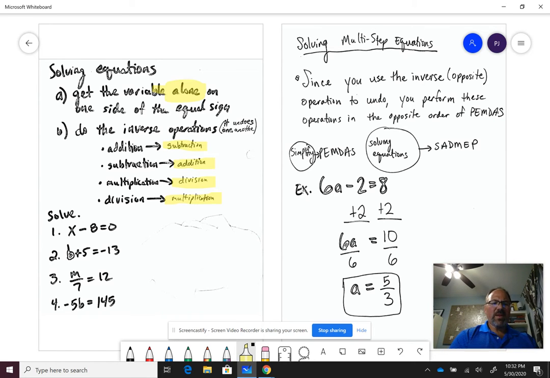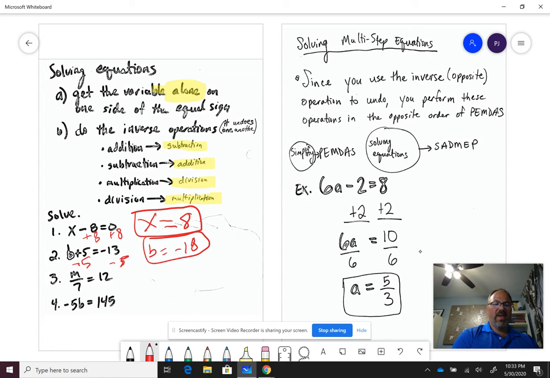Okay. So, for example, number one says x minus 8 equals 0. The opposite of minus 8 means you add 8 to both sides. And I always say what you do to one side, you have to do to the other side. That's my OSOS rule: one side, other side. So if I have plus 8 here, I plus 8 over here. Just like the next one, which says b plus 5 equals negative 13. The opposite of plus 5 is minus 5, or subtract 5. So I have to subtract 5 on both sides, and that gets me b equals negative 18 here.